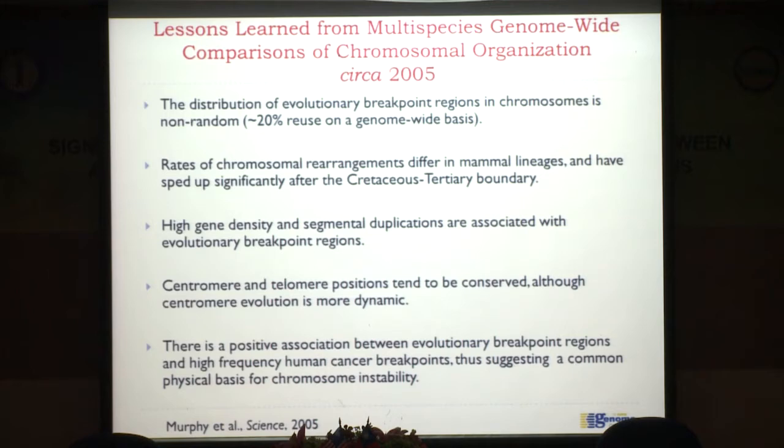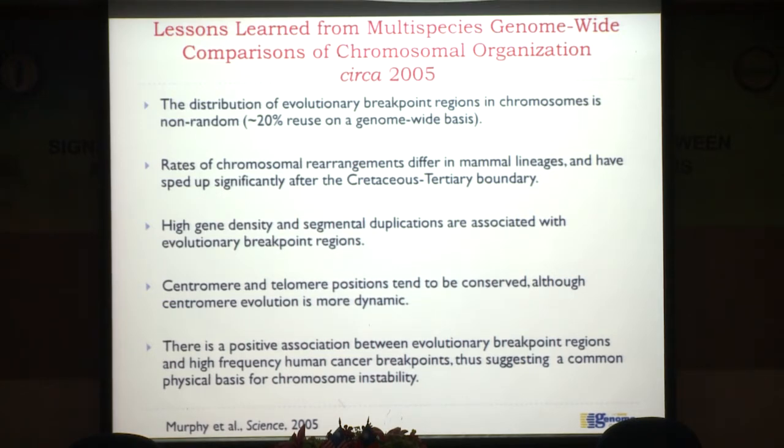These would be gene deserts, because if you started to break in regions where there are lots of genes, it wouldn't be very good in an evolutionary sense. Well, of course, that was completely wrong. We proved that hypothesis wrong. In fact, it was exactly the opposite. There was significantly higher gene density and greater numbers of segmental duplications within the evolutionary breakpoint regions, and I'll talk about that in a minute.